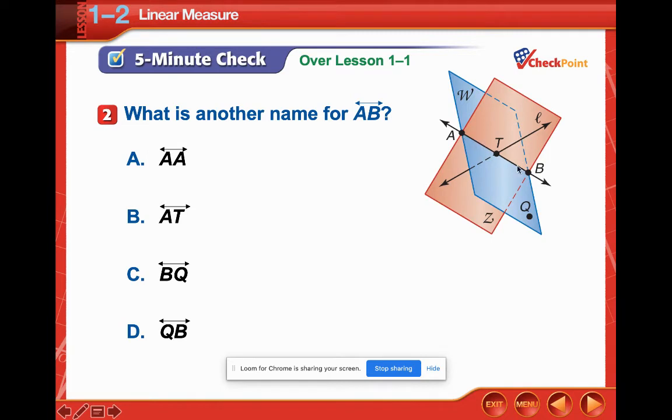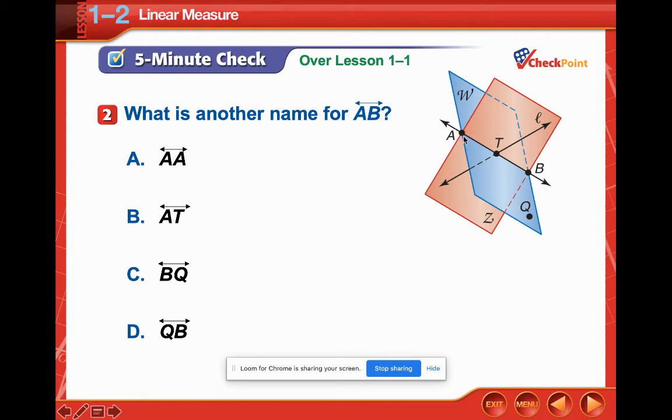So don't forget, you can name a line by the lowercase script letter if there's one attached. As you can see, there's not a lowercase script letter attached to this line; there's one attached to line L. But if there is no lowercase script letter, you can also name it by 2 points that are on the line. Okay, so it's called AB, but you could also call it BA. You could flip the order. Also, T is on this line, so you could call it AT or TA, or you could call it TB or BT.